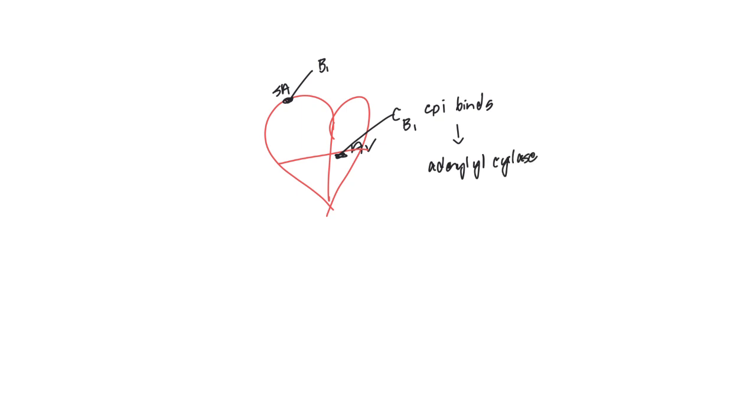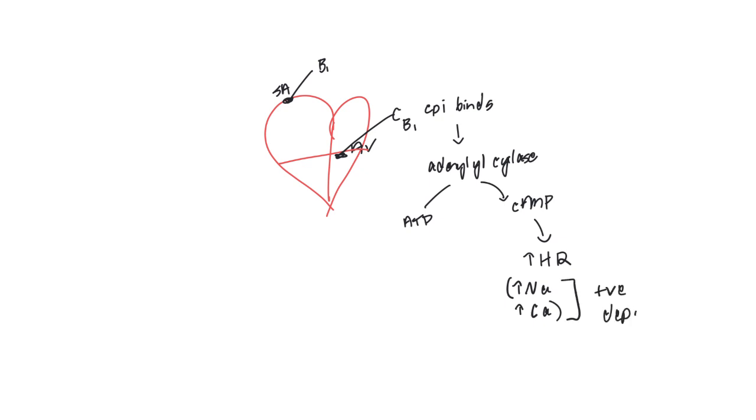Adenylyl cyclase is the enzyme that turns ATP into cyclic AMP, and that is going to lead to an increased heart rate. And it increases the heart rate because it increases sodium influx and increases calcium influx. And those are the two things that make the cell positive on the inside, which is what depolarization is. It makes the pacemaker cell fire.